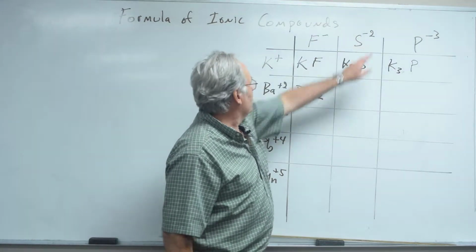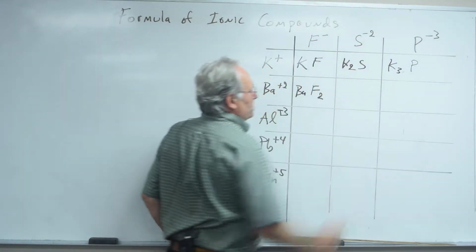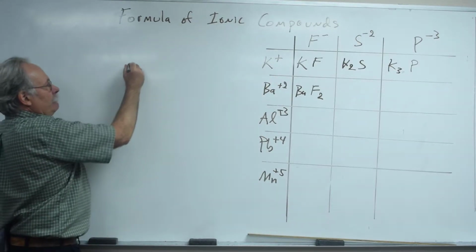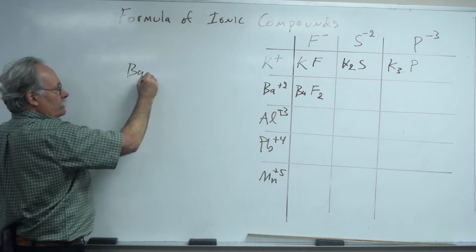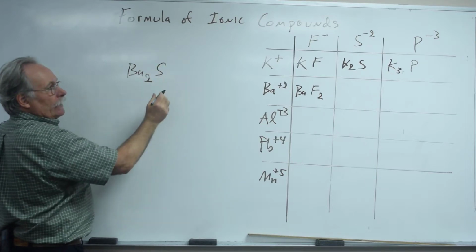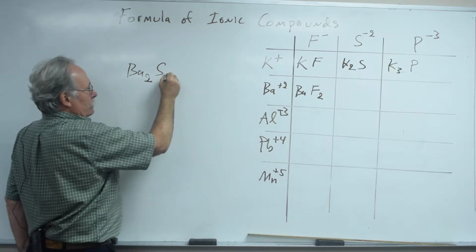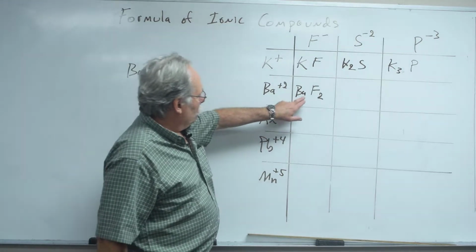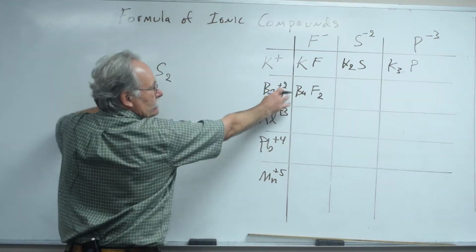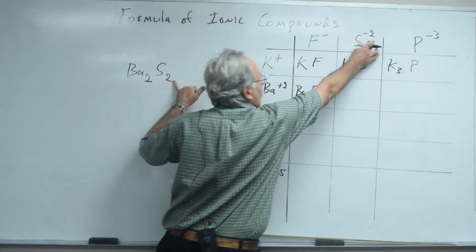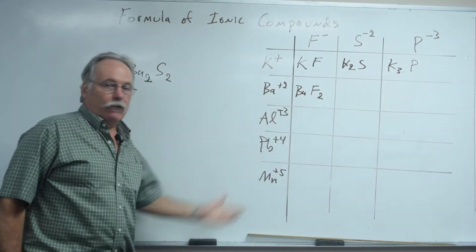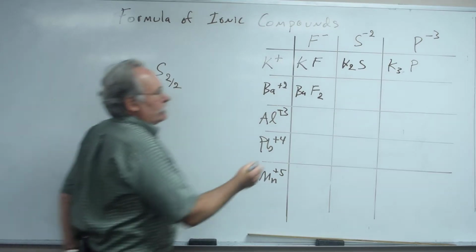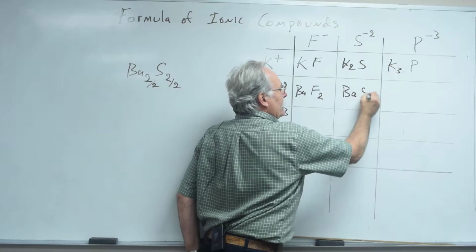Now we have to be careful here, because +2 and -2 are not the lowest whole number ratio. If I blindly do that, I would say Ba, since the charge of sulfur is 2, I have 2 of these, times sulfur, and since the charge of the barium is 2, this is my formula, and this is neutral. 2 times +2 is 4, and 2 times -2 is -4. 4 minus 4 is 0, but these are not the lowest whole number ratio. I could divide both by 2, so the correct formula is BaS.